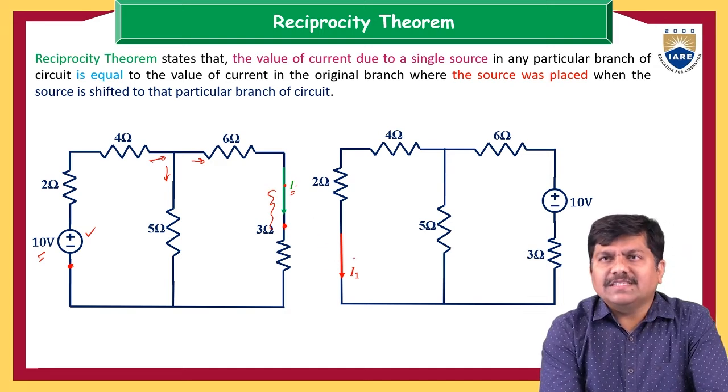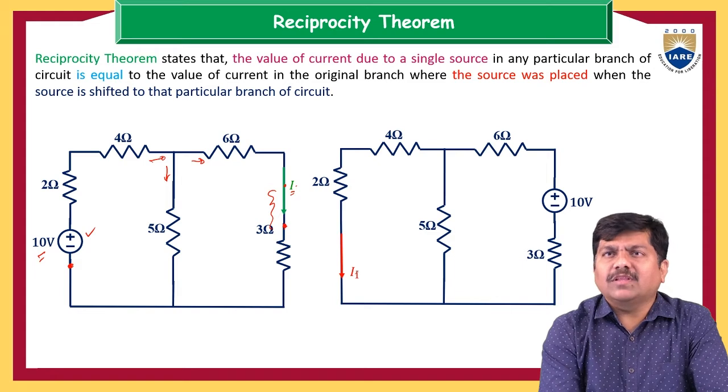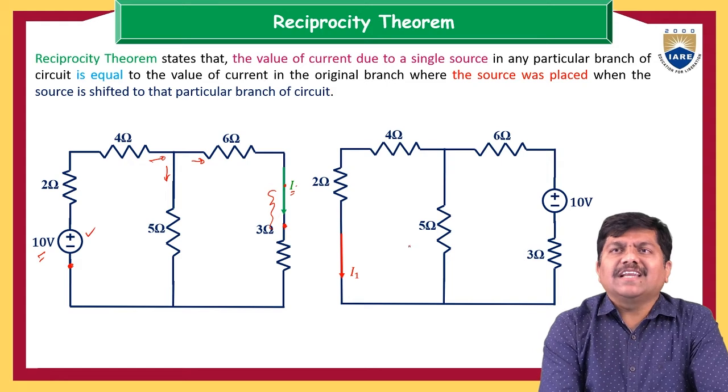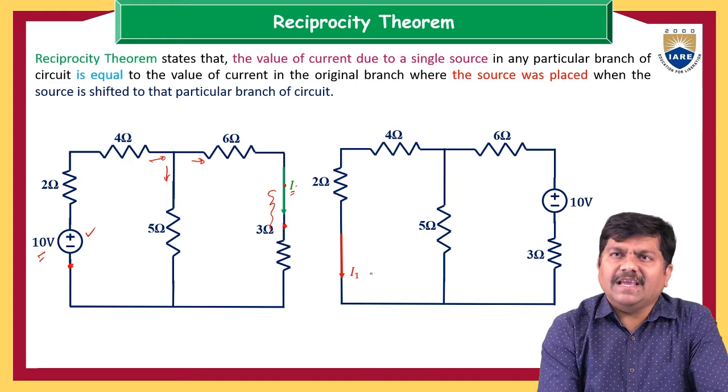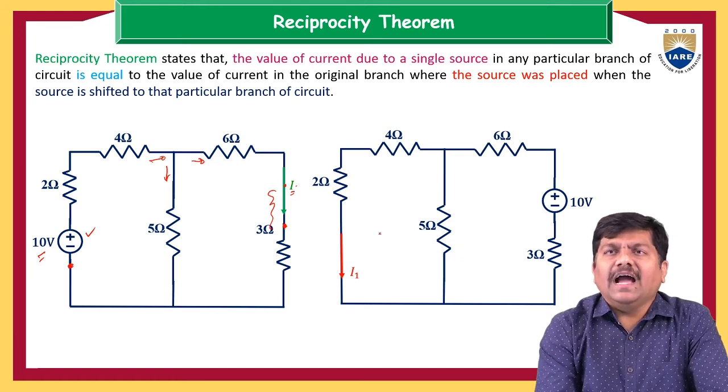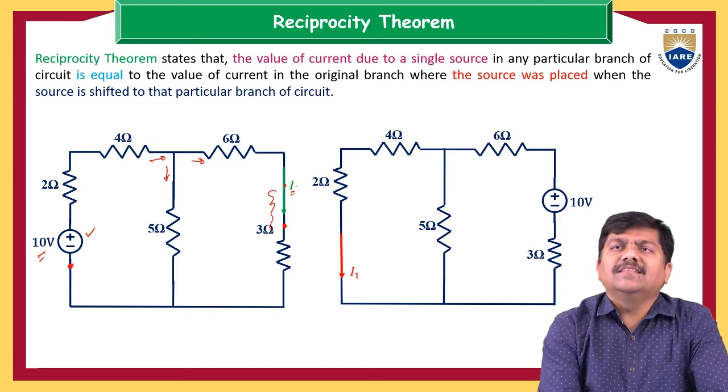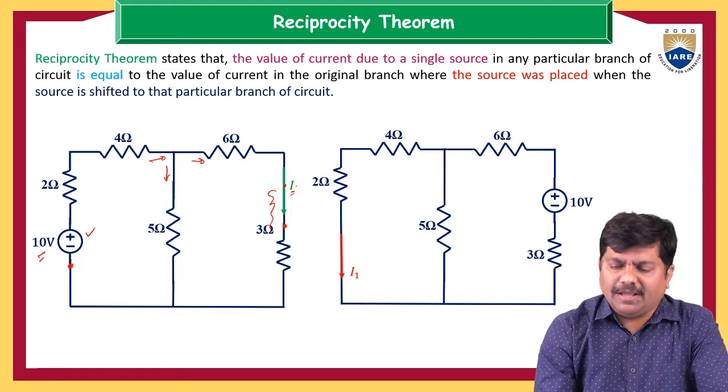Now, you have to see whether I and I1 are the same or not. If I and I1 are the same, then that is the statement of the reciprocity theorem. We will examine by solving one simple problem whether I and I1 are the same or not. If they are the same, then that is the verification of the reciprocity theorem. If the given circuit has the reciprocity property, then I and I1 must be the same. Otherwise, the circuit does not have the reciprocity property.